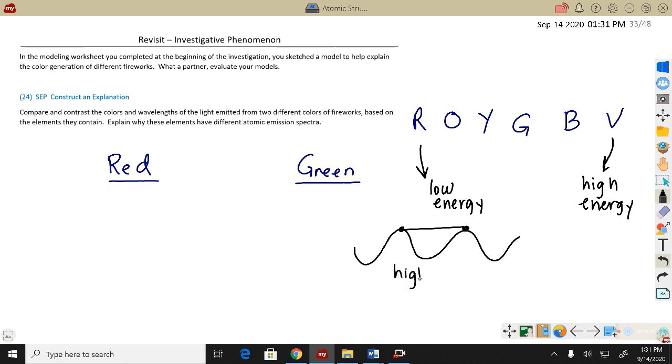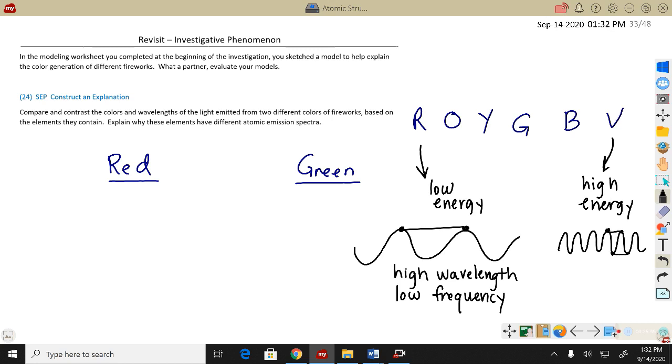High wavelength, low frequency. Oh yeah, because if the waves are longer, then I can't get as many waves in a particular unit of time. Whereas my higher energy colors, oh yeah, distance from peak to peak or trough to trough, this is going to be a low wavelength. Higher frequency.